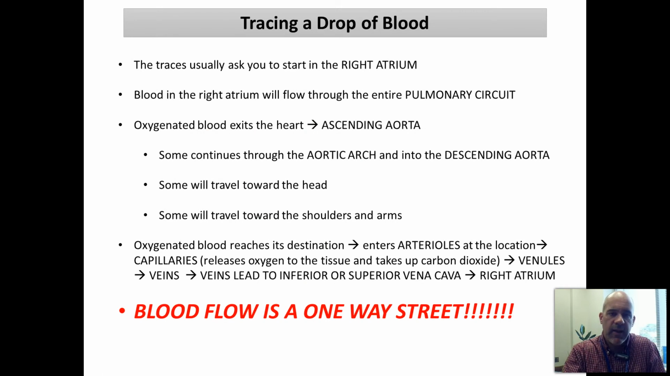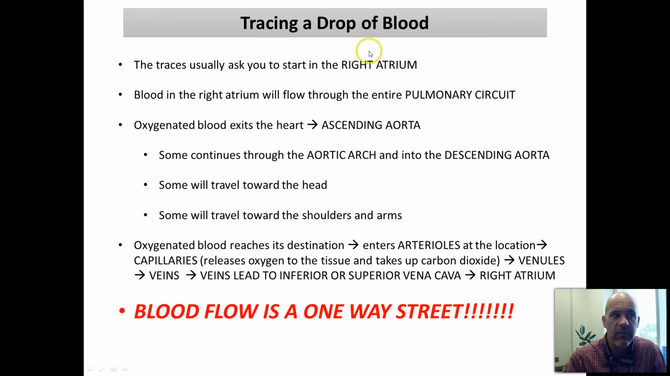All right, so like I said, I'm going to go ahead and introduce a little bit more about what tracing a drop of blood, that type of activity, is going to be like. Keep in mind, blood flow is a one-way street. It's due to those pressure changes that occur, the pressure drop that occurs from arteries to arterioles to capillaries to venules to veins. That keeps the blood flowing in one direction.